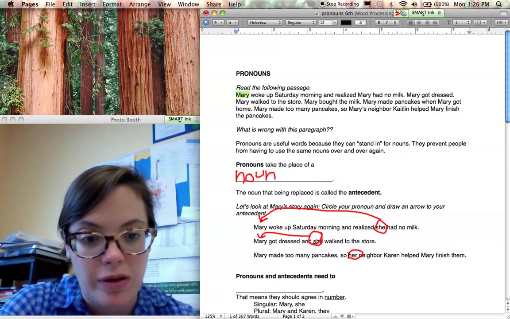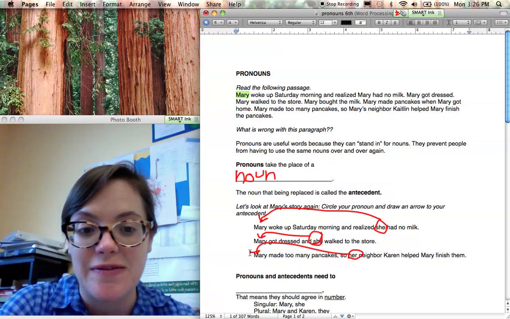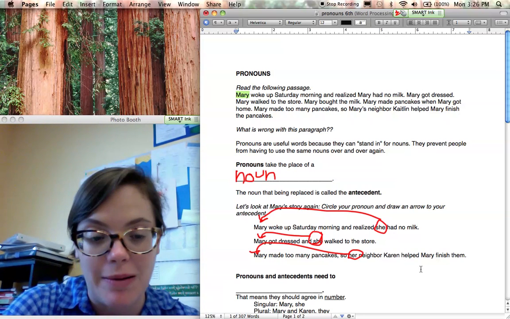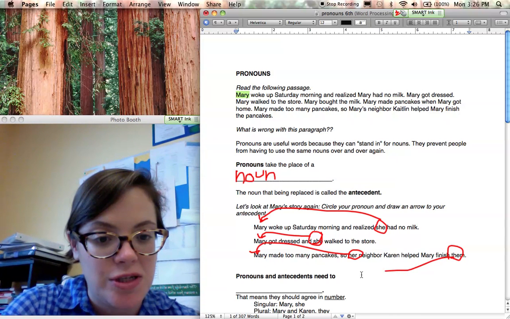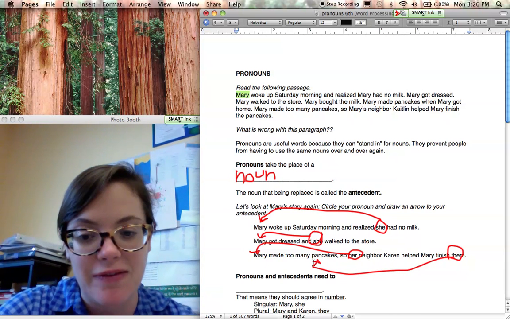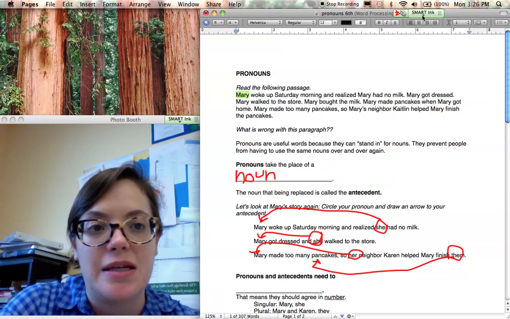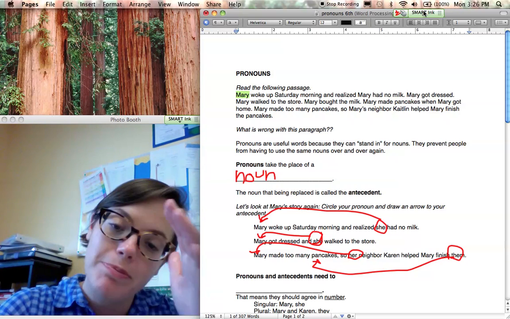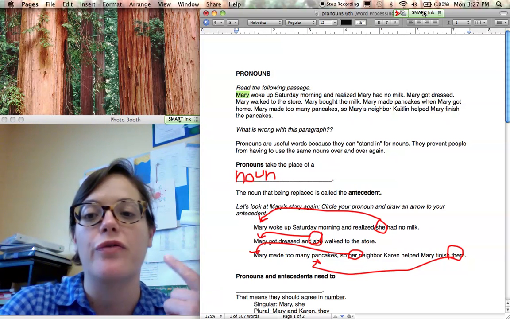Her, okay, that goes back to Mary because it's Mary's neighbor. So instead of saying Mary's neighbor, I said her neighbor. And then I also see them, okay, which takes the place of pancakes. Instead of having to say pancakes twice, we could just say them the second time. Okay, so it's our basic pronouns. They take the place of a noun, so we don't have to repeat ourselves over and over.